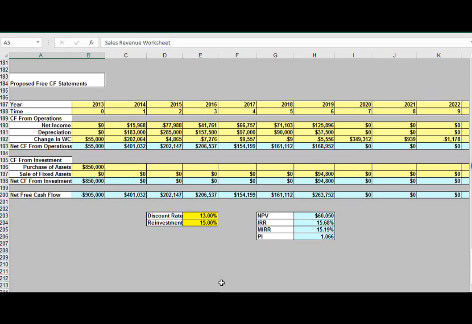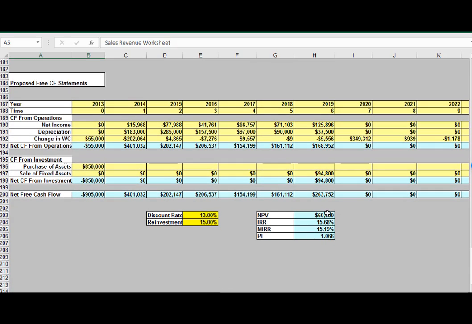And then we ultimately then have some basic numbers here for 4 of our primary capital budgeting technique numbers. So we have discount rates 13%, and our reinvestment rate is 15%. So you can see we have a positive net present value. 15.6 is greater than 13. 15.1 is greater than 15. And of course, the profitability index is greater than 1. So this is a good project.